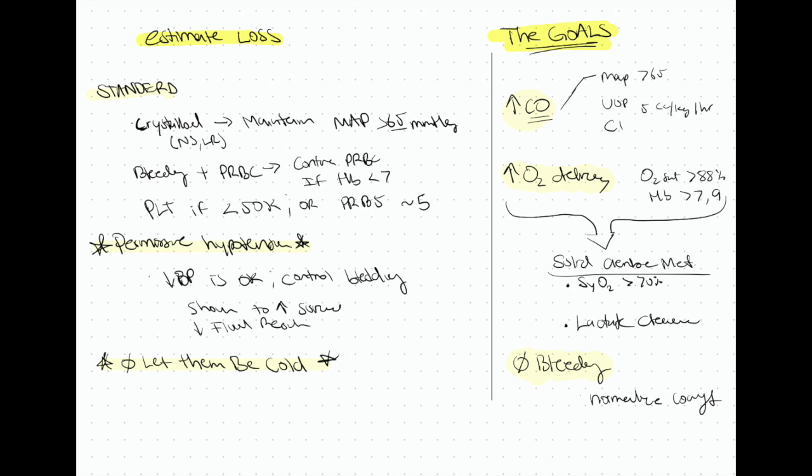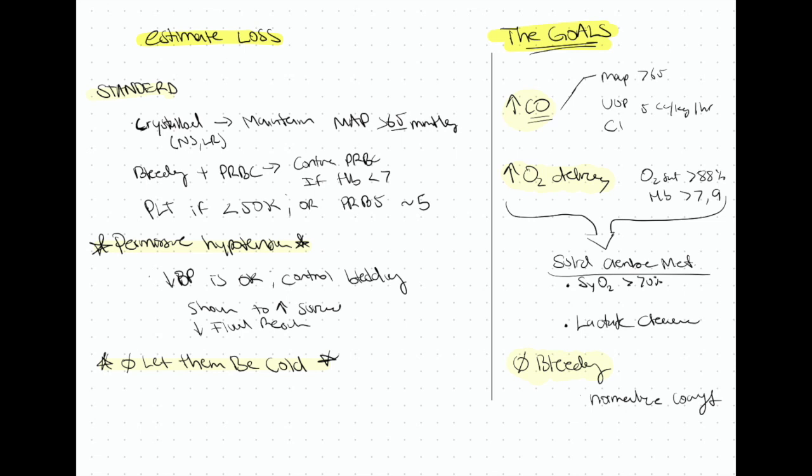I want to talk about the importance of permissive hypotension. This is kind of saying okay to a little low blood pressure while you control the bleeding first. This has been shown to increase survival and lower the fluid resuscitation. You don't want to drown your patients in fluids. Finally, you want to keep your patient warm. Warmer temperatures have been associated with less mortality.